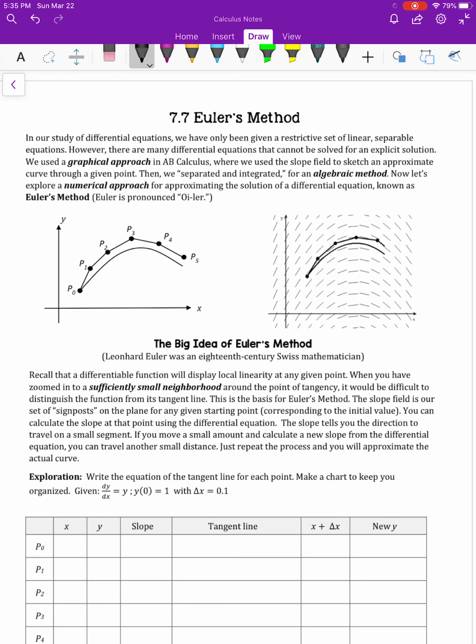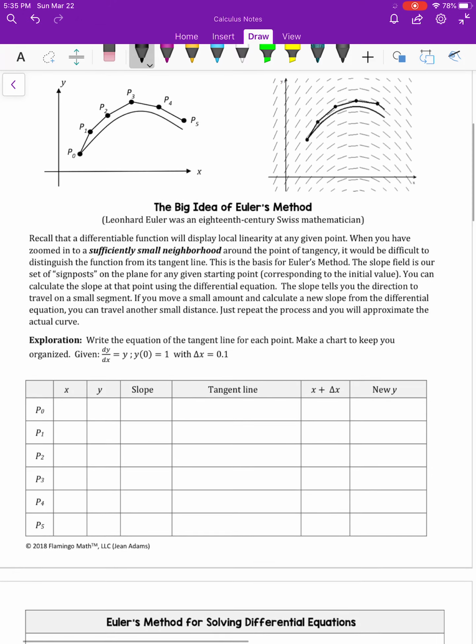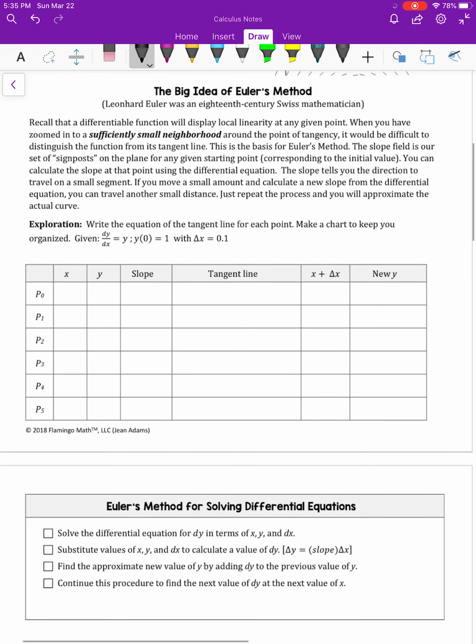And of course, if your curve is concave down, all of your values are going to be overestimates. And if it's concave up, since your tangent line would be below it, all your approximations are going to be underestimates. So that is basically how we're doing this numerical method. So let's go ahead and explore this.